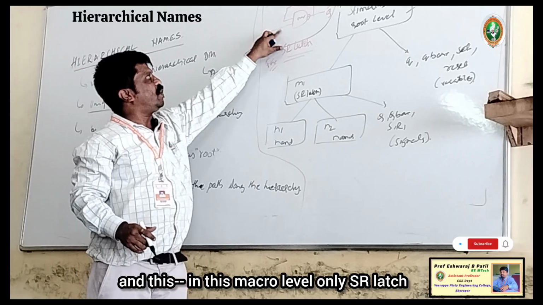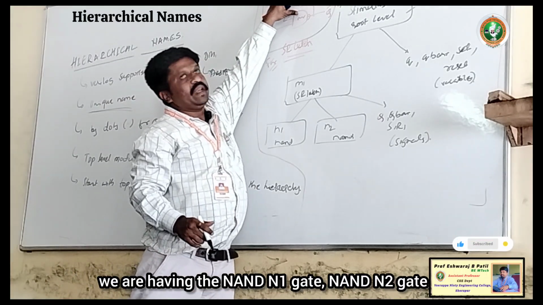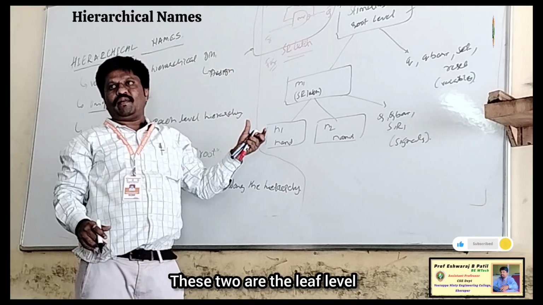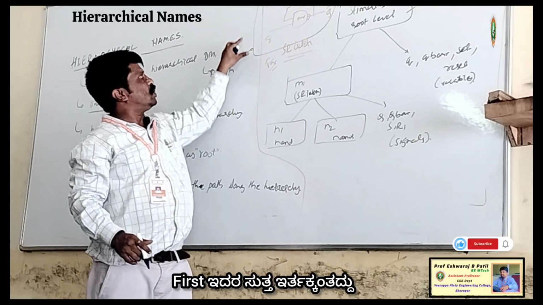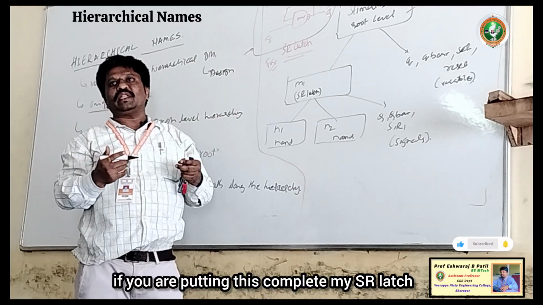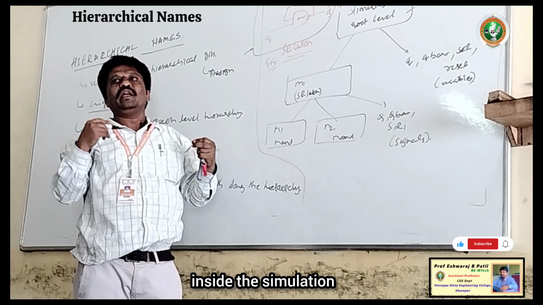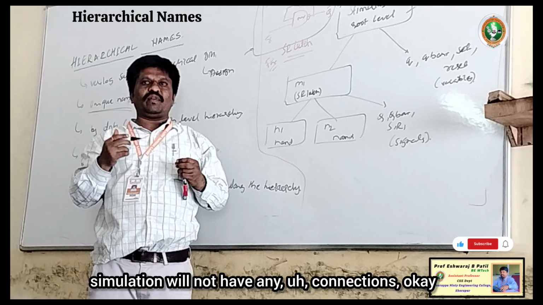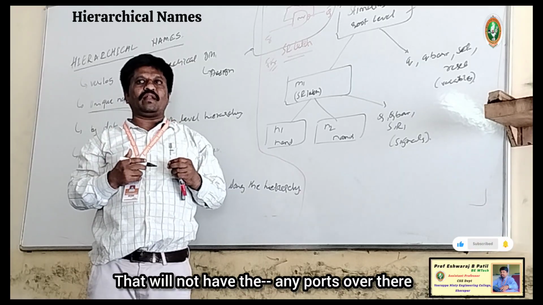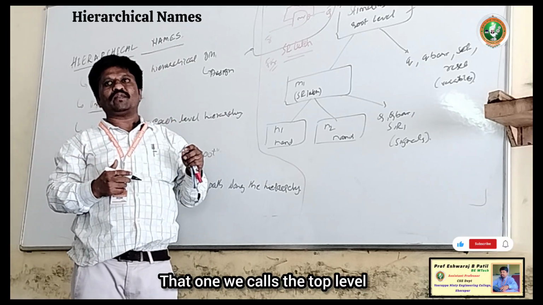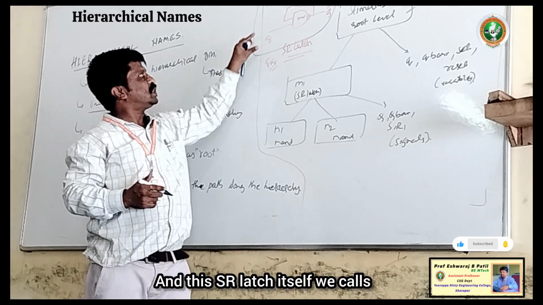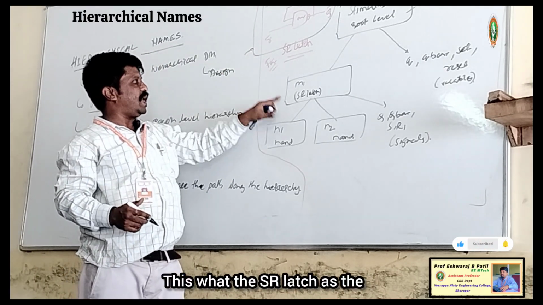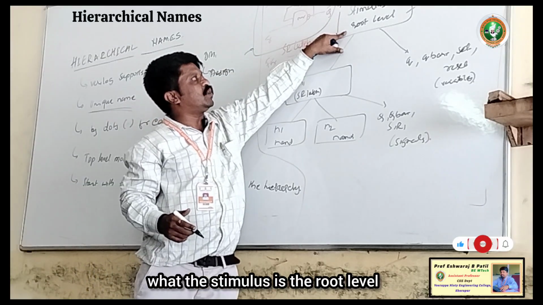And in this macro level, the SR latch, we have the NAND N1 gate and NAND N2 gate. These two are the leaf level. You should identify that. If you are putting this complete SR latch inside the simulation, simulation will not have any connections, okay, it will not have any ports over there. That one we call the top level. And this SR latch itself we call the macro level. The stimulus is the root level.